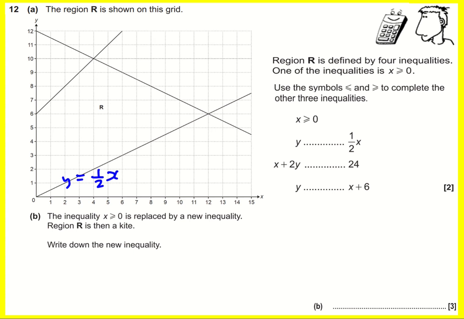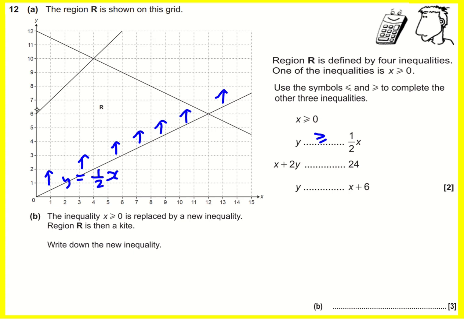Now, if I want the region above it, then it's going to be y is greater or equal to a half x. Note the line is solid, so it does include the line as well. So greater or equal to here. I think I'll come back to this one as the last one.